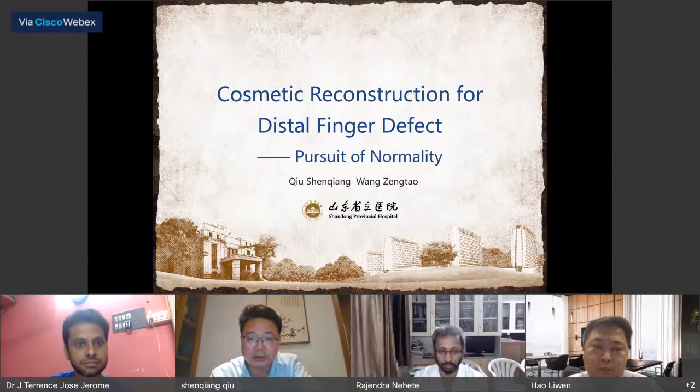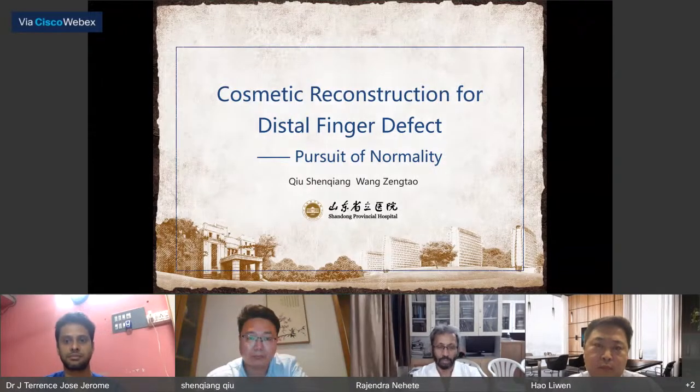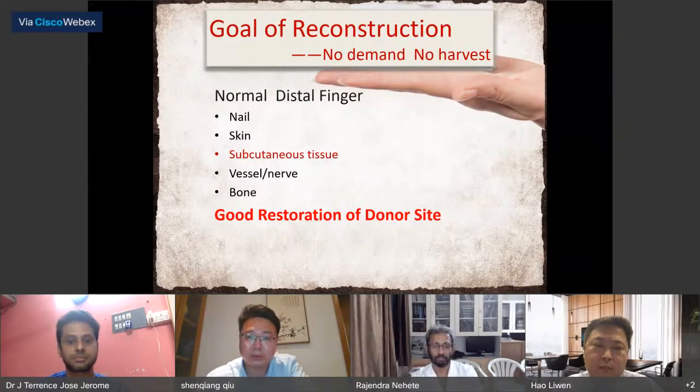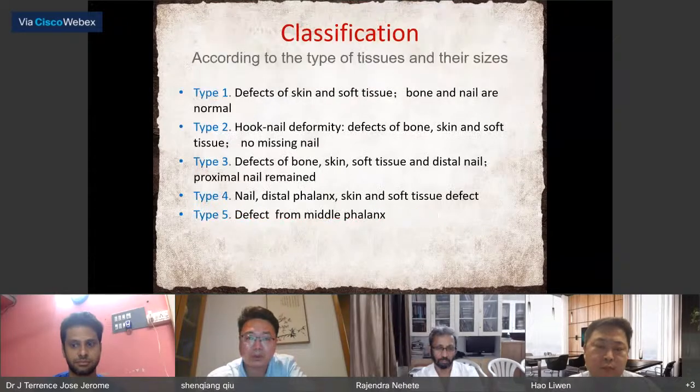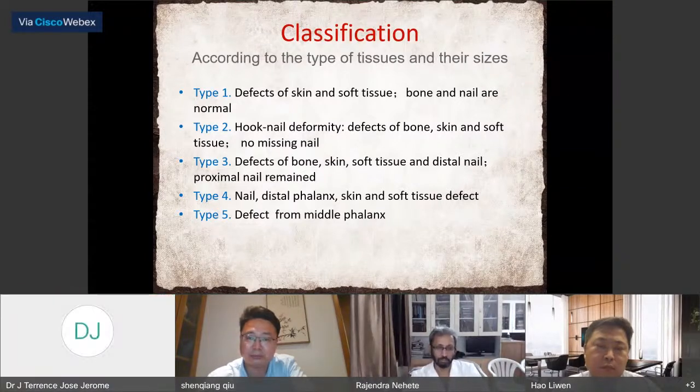our idea and methods of cosmetic reconstruction of distal finger defects, the pursuit of normality. Distal finger defects are common. Many repair methods and effects are also different. Our goal is to reconstruct completely normal fingers and restore the normal state. According to the type of tissues and their size, we classify the distal finger defect into 5 types.